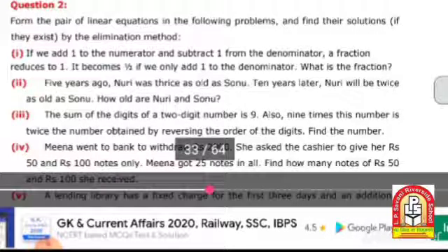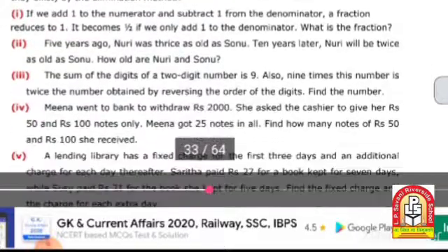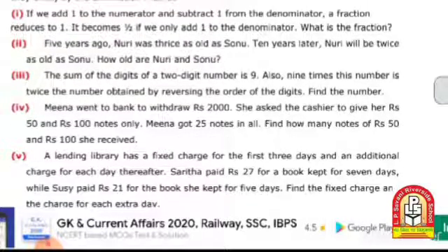And second, 5 years ago, Nuri was thrice as old as Sonu. 10 years later, Nuri will be twice as old as Sonu. So in this kind of example, we have to make a linear equation having two variables and find out how old Nuri and Sonu are.